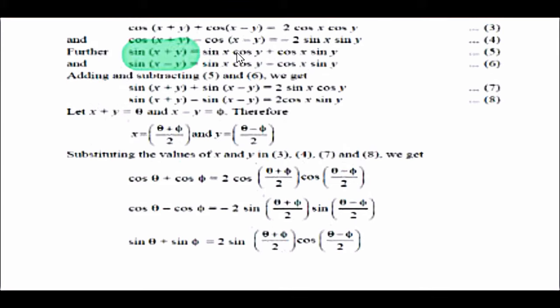Furthermore, what is sin (x plus y)? It is sin x cos y plus cos x sin y. And sin (x minus y) is sin x cos y minus cos x sin y. This you are aware of. Again, doing the same thing means adding these two and subtracting these two. If we add them, you know that these two will be cancelled, so that will be 2 sin x cos y. When we subtract, you will get only these two, so that will be 2 cos x sin y.